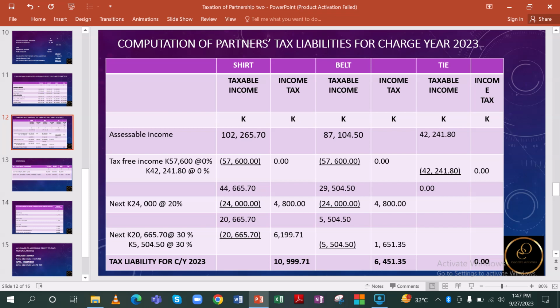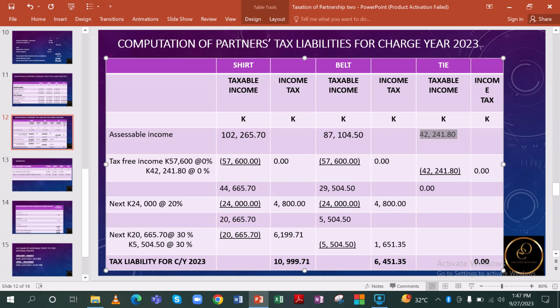he didn't utilize the maximum benefit of 57,600, since he only has 42,241 as the income. That is the extent to which he's going to utilize what he's entitled to use in the charge year 2023. Out of 57,600, since he has only 42,241, we are going to limit it to 42,241 as tax-free income.